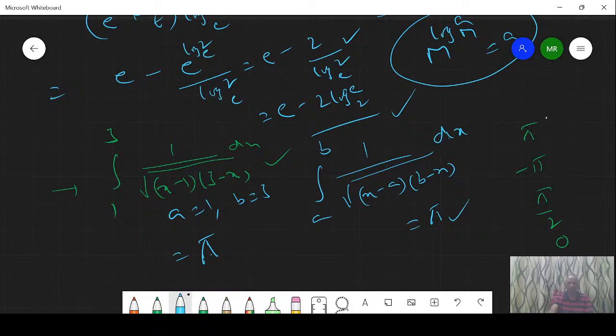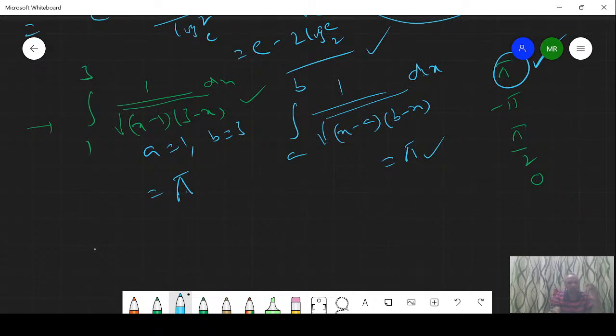So this is the first option of our answer. That will be our answer, pi. Correct. Let's see the next problem. Suppose the given integral, integral 1 to 3, root of (x minus 1) into (3 minus x) dx. You tell me your answer now. Think about this one. What can you expect as your answer?